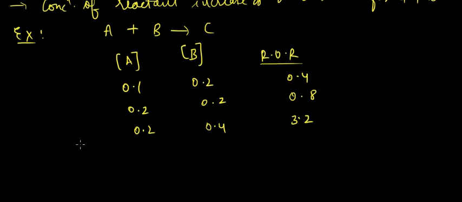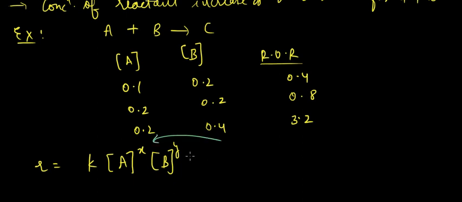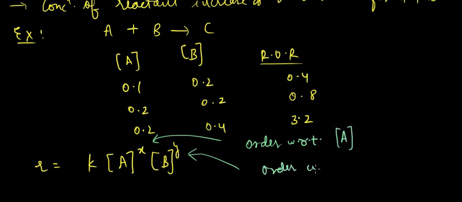Okay, so let's assume that rate is equal to K times A to the power X and B to the power Y. So let the order with respect to A be X, and Y is the order with respect to B.